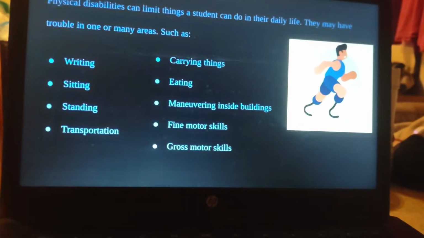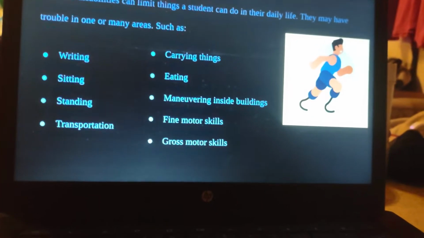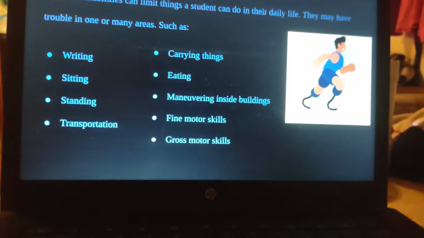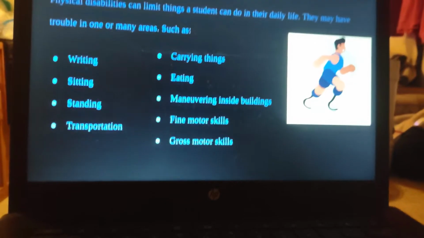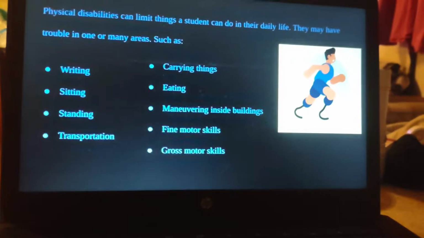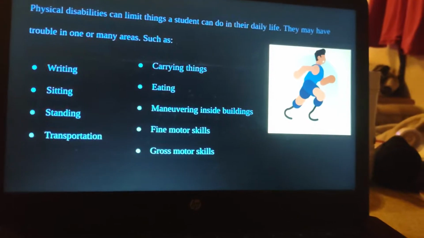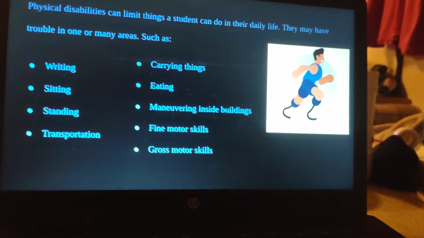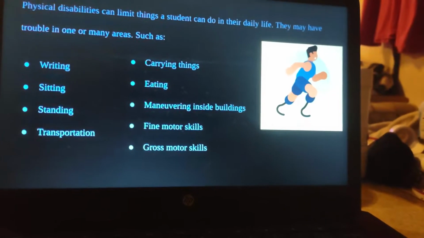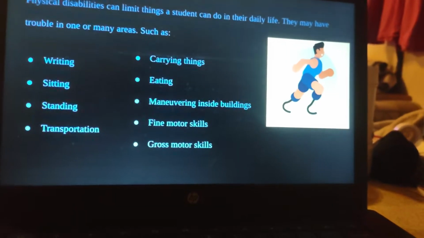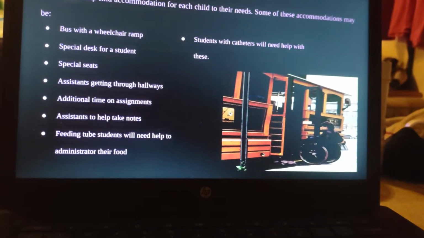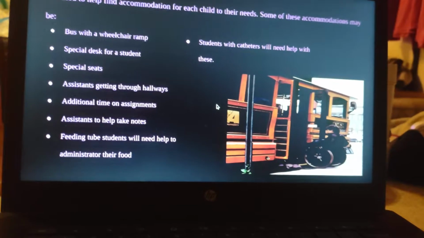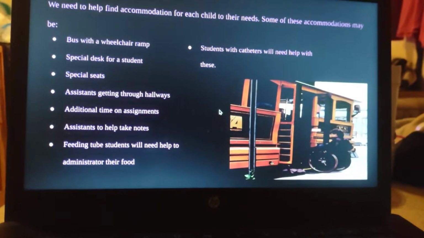So if it's something dealing with their arms or their hands, they may not be able to write as well. If it's dealing with their legs or their hips, they may not be able to sit or stand. Some of our students may actually have feeding tubes because they can't eat, or they may have catheters because they can't go to the bathroom. So we need to be able to help all of our students.